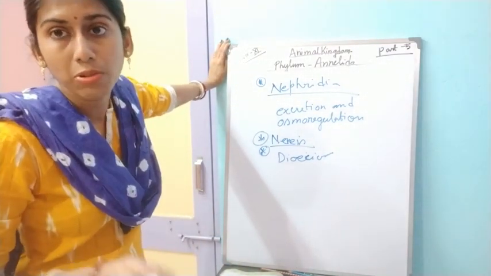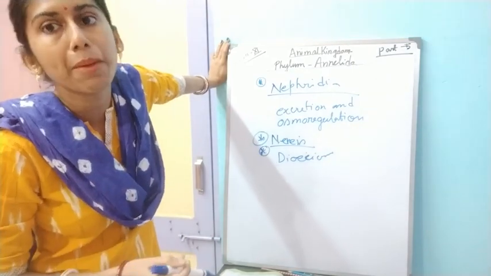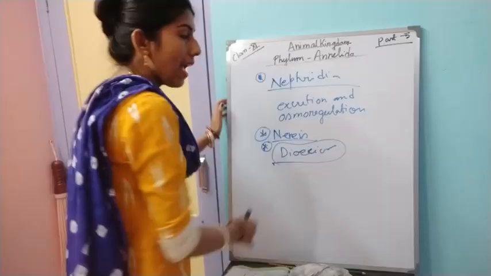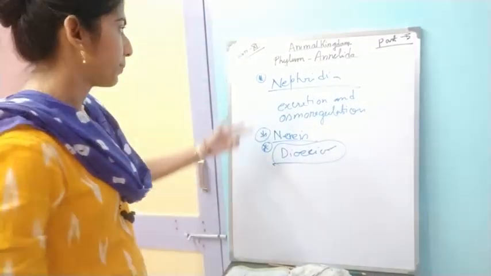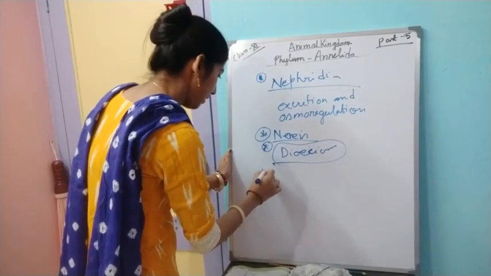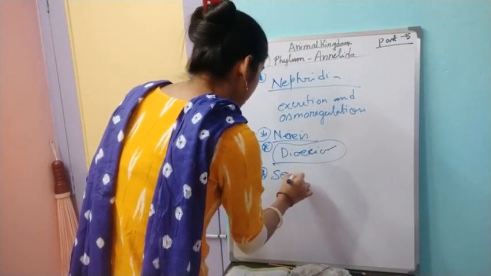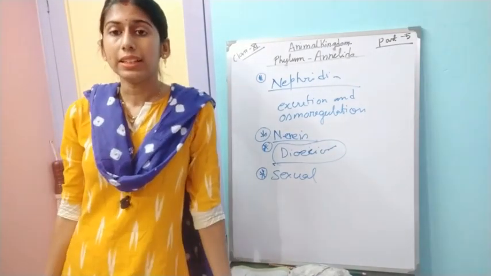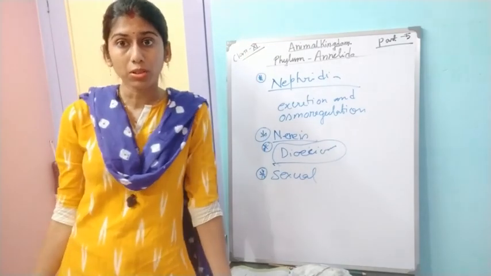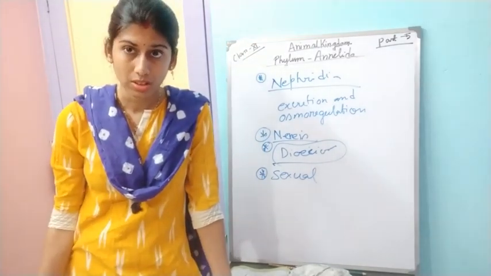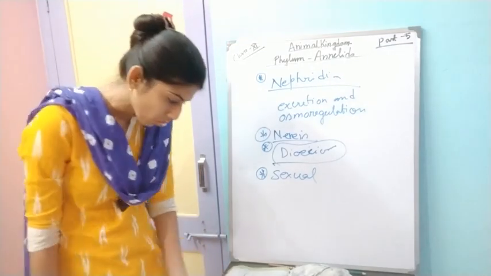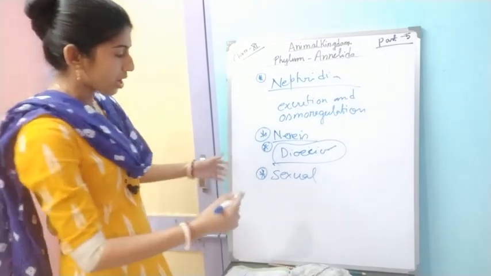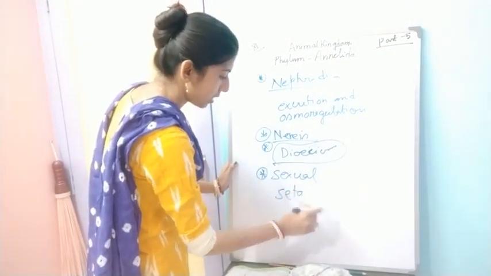So Nereis is an aquatic annelid which has lateral appendages called parapodia, which help in swimming. Another property of phylum Annelida is that their reproduction is sexual. In Annelida they have hemoglobin, but hemoglobin is not in RBC, it is dissolved in plasma.